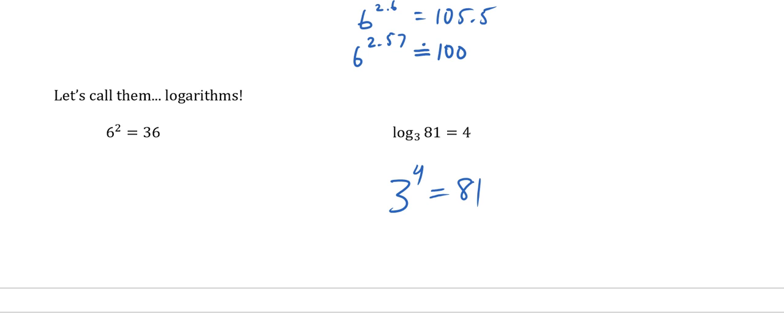Does anybody think they know how to write this? Go ahead, Emma. Log 6 of 36 equals 2. So it equaled the exponent. Very good. And the result of the power goes into the log. How did you come up with that? Like, what was the thinking in your mind that got you there? I just looked at the other example and stuck with the right numbers. Okay, just followed that pattern. Good.